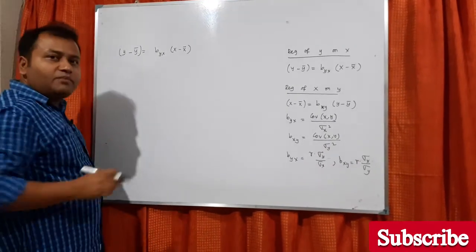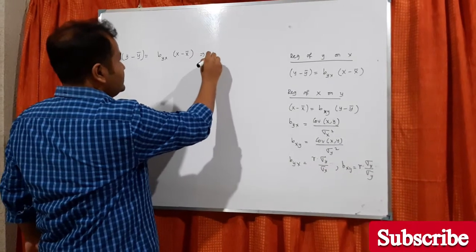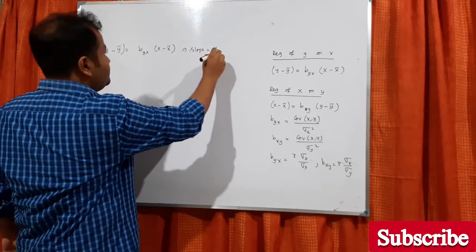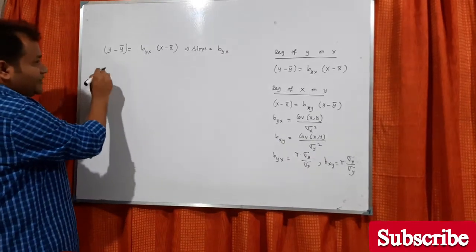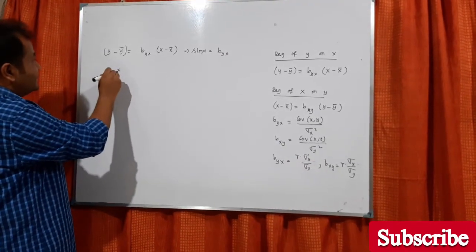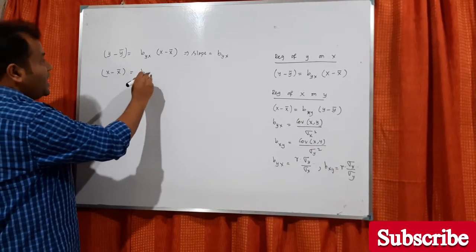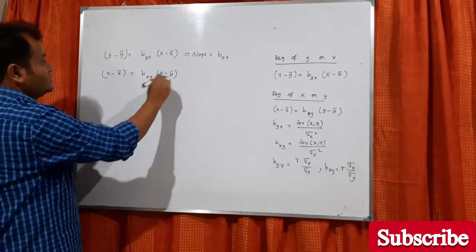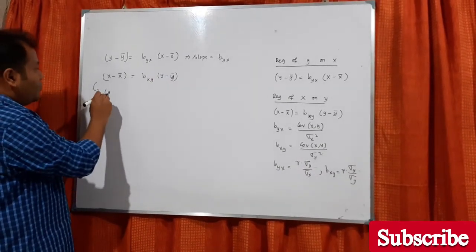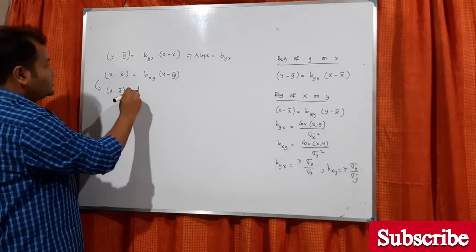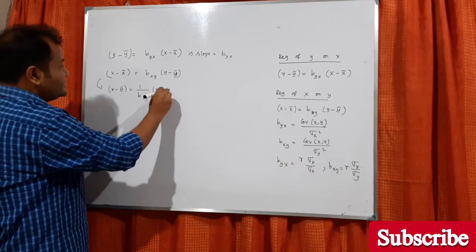So what is the slope of this equation? This is a straight line, so from here I can write the slope will be byx. Now look into the second equation: x minus x bar equals bxy times y minus y bar. So this one we can write as y minus y bar equals 1 by bxy times x minus x bar.